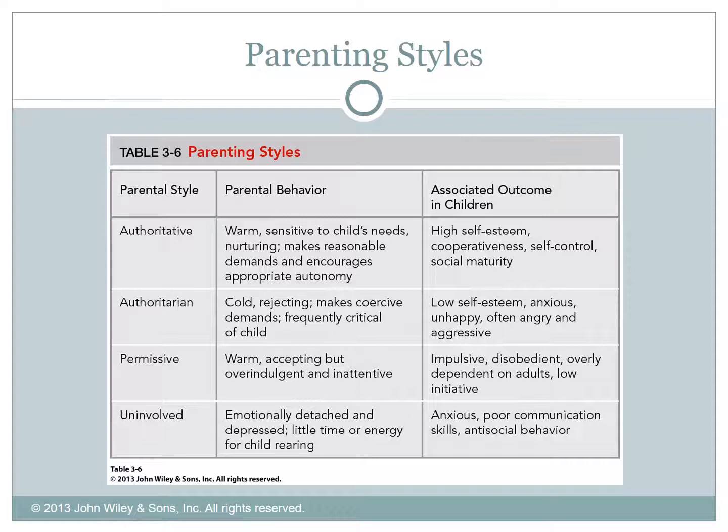Authoritative parents also have rules that make sense. The rules don't change a lot, but those rules are subject to adaptation. They are subject to negotiation, even with the child. All right, and these rules encourage appropriate autonomy and appropriate behavior from the child. More importantly, the child knows why those rules are in place.